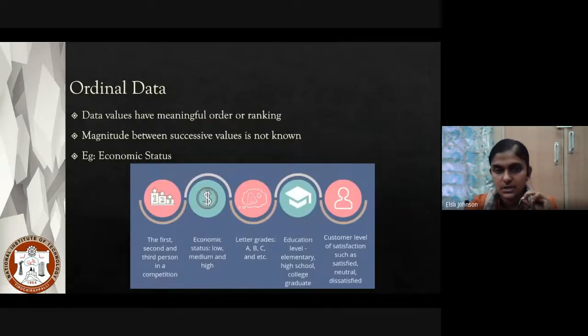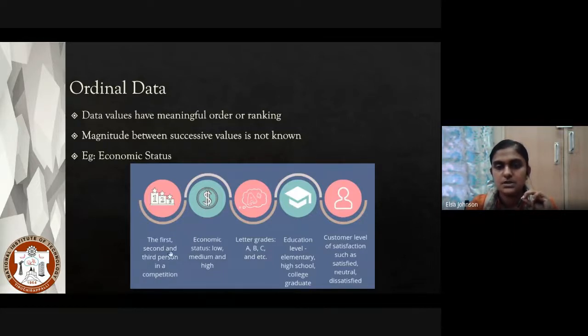But ordinal data is data whose values have a meaningful order or ranking. An example is a competition, where a person will reach first, second, and third. It has to be named in that order. Another example, in the Olympics, you will have gold, silver, and bronze. You will be saying it in that order only. You won't be mixing up the things.